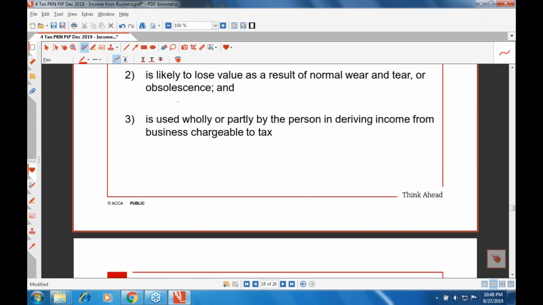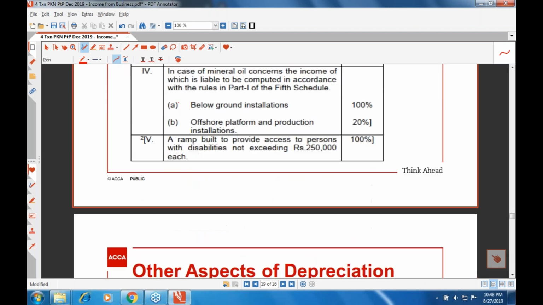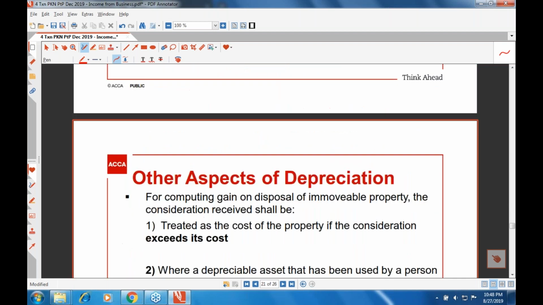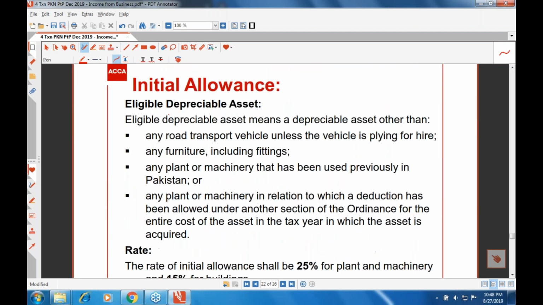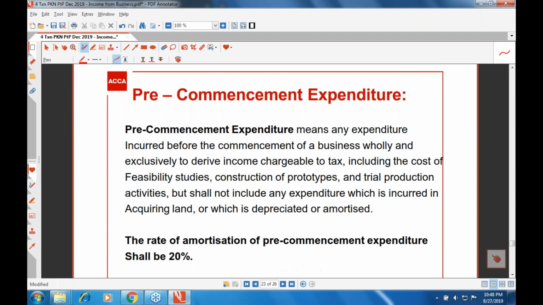The next concept is depreciation. Again, I'm skipping the depreciation also because there are a lot of things with respect to the depreciation that need to be understood. Initial allowance is also there. I'm going to discuss this concept of pre-commencement expenditure. Now, what exactly do you mean by pre-commencement expenditure? That is also allowable for the computation of income from business. Try to understand this pre-commencement expenditure.